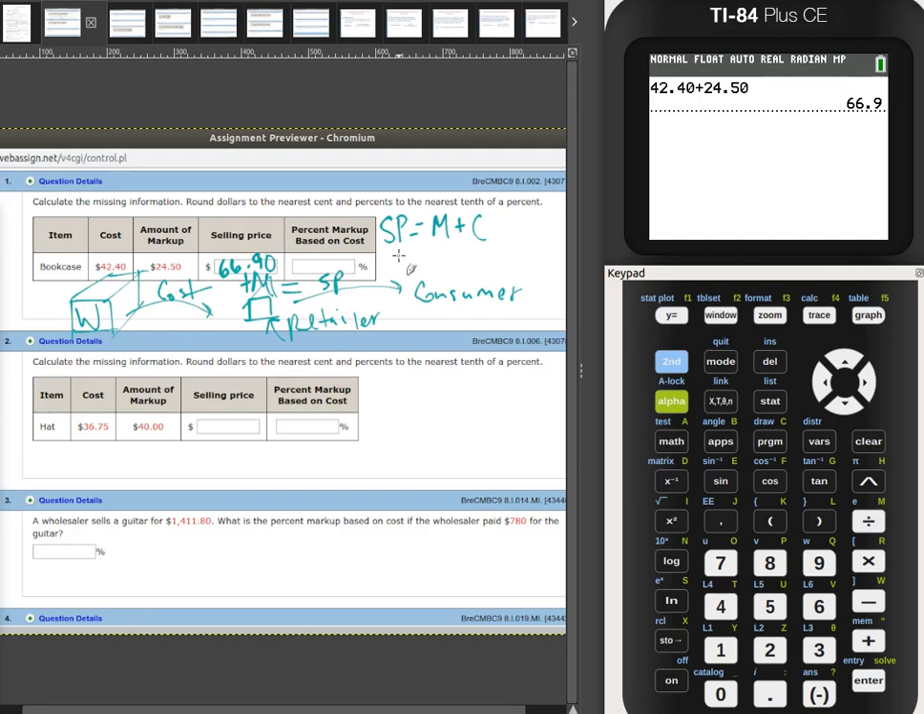But why don't we just write the little formula for it? And when you see the formula, especially the symbol, percent markup based on cost, I can always remember it that way because it goes markup over cost. And so see here, the markup is kind of above the cost, markup over cost. So that's all we need to do. We need to do the markup over the cost.